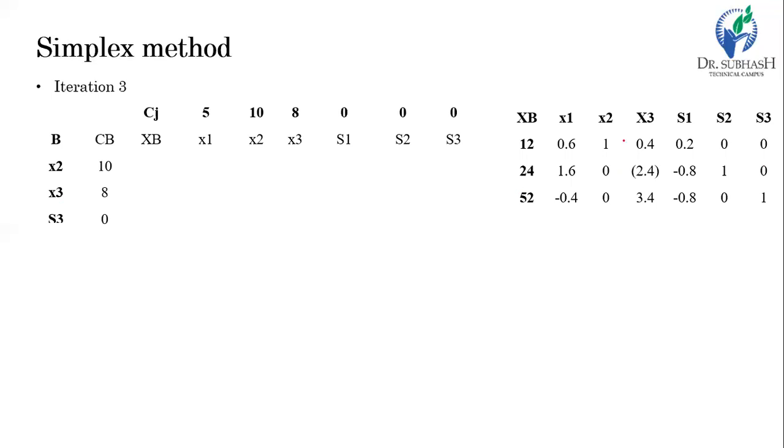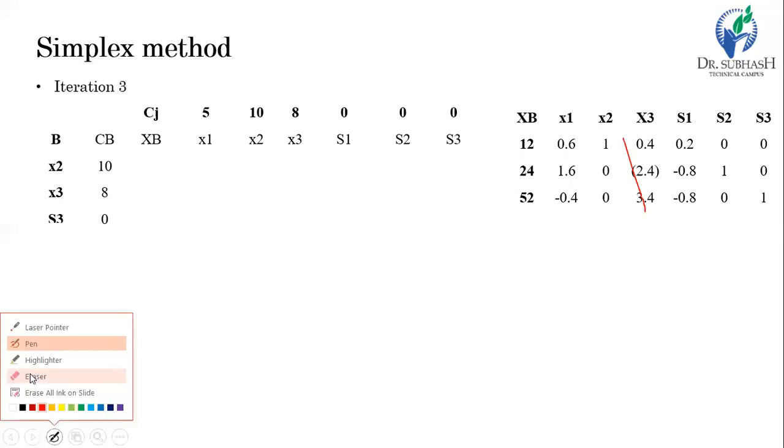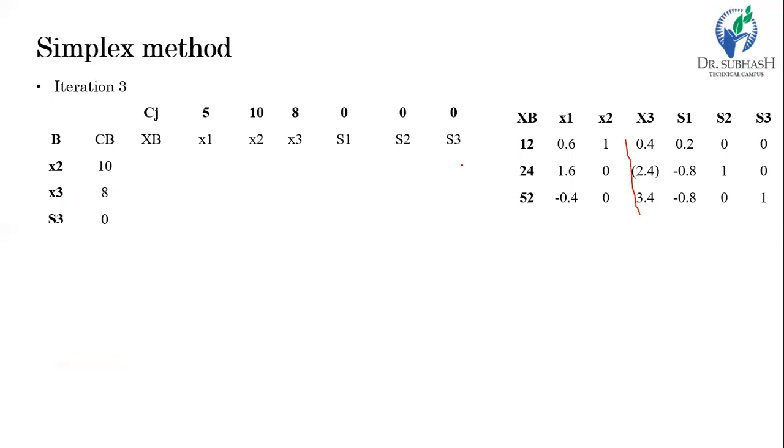Now let's start with the key column first. In the previous table, the key column is x3. Highlight this as the key column, and s2, sorry, as the key row. So this is highlighted like this.